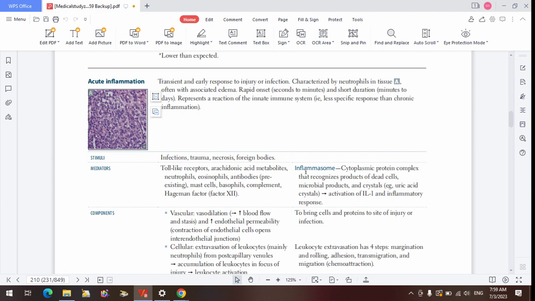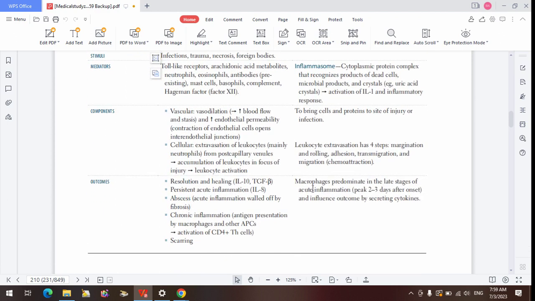So don't forget, inflammasome is very important in activation of the acute inflammatory pathway. So these are the steps we are just talking about over and over again. The component, the vascular and the cellular. So the vascular is starting with the vasodilation.